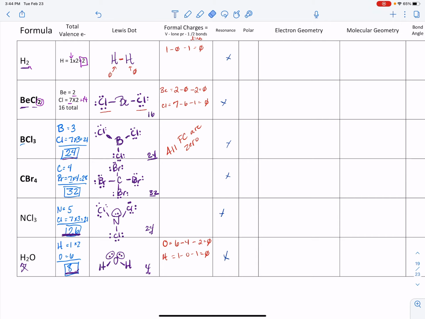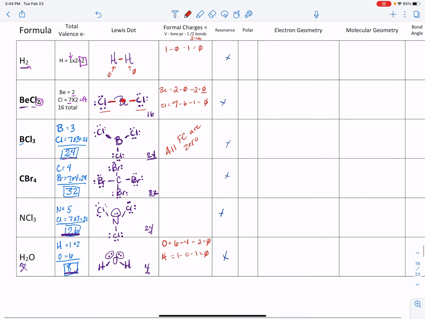Also, don't forget you can use that little other method. I'm going to go back up to the beryllium one here. So in that situation, I could put my pencil on this and say 2, 1, 0, and I get 0. Or for the chlorine, I could say 7, because that's the atom, 6, 5, 4, 3, 2, 1, 0. You can do that either way. Let me take this off.